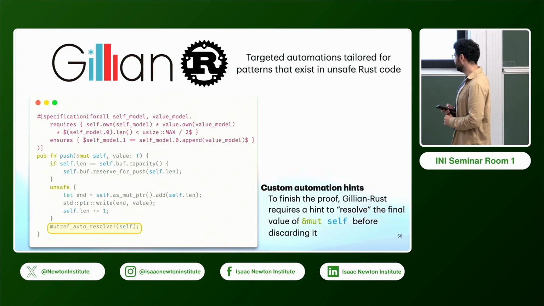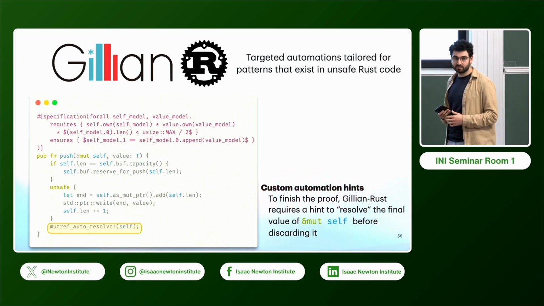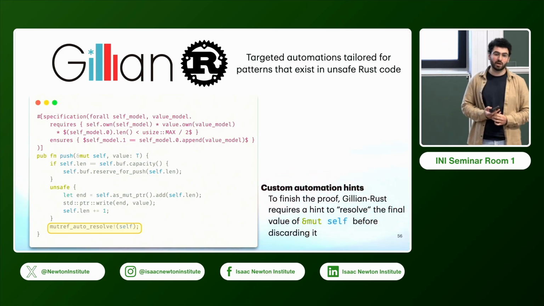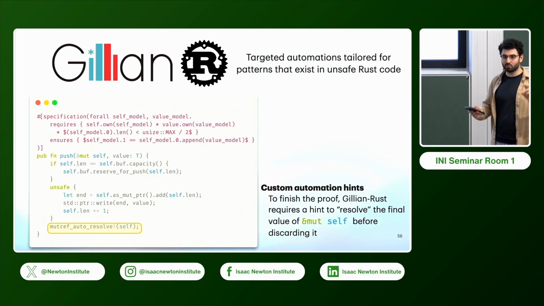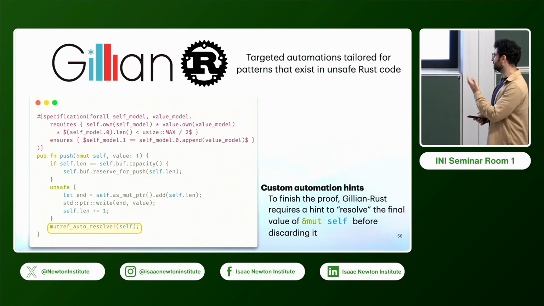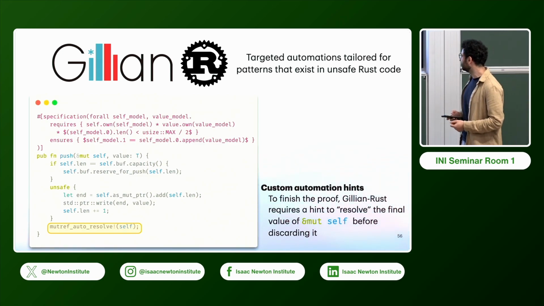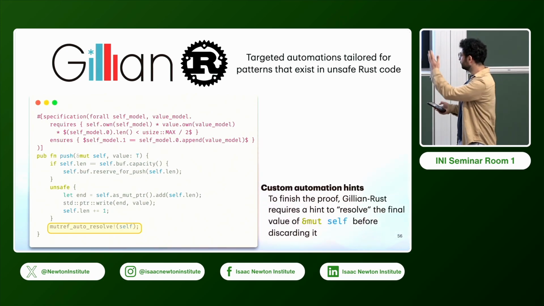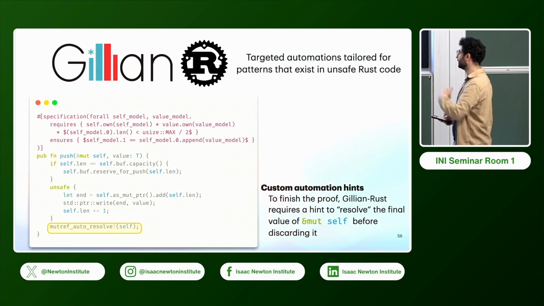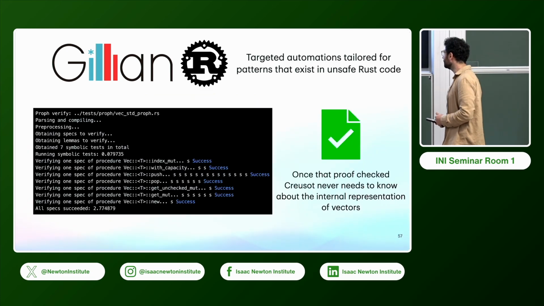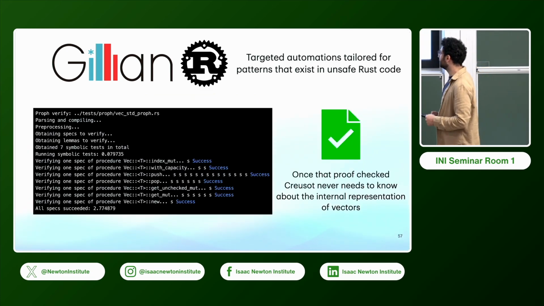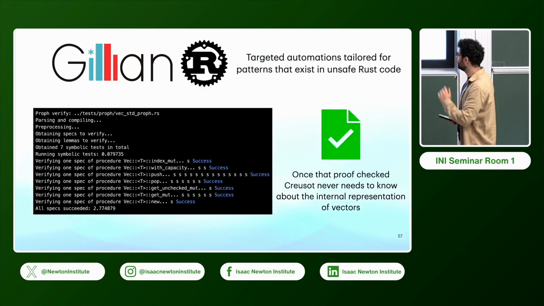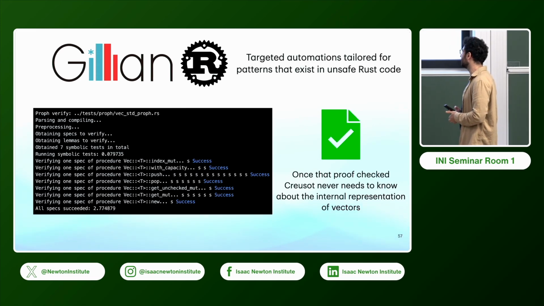And finally, we still sometimes have custom annotations and tactics that are required. Here, this is to resolve the prophecy, so I will not go into details, but this is something we haven't managed to automate yet, even though I think we can automate it, but let's see. So once you've done this proof, which is just one line of tactic, you can verify, and we can, for now, verify all of this in 2.7 seconds, which is I think our slowest benchmark, but Vec is quite complex.